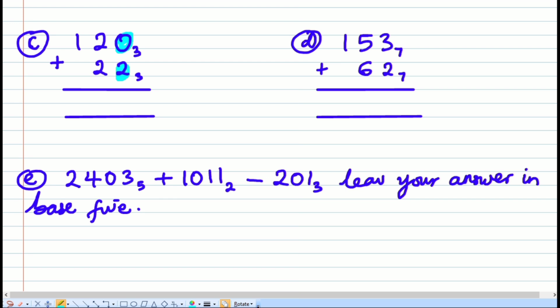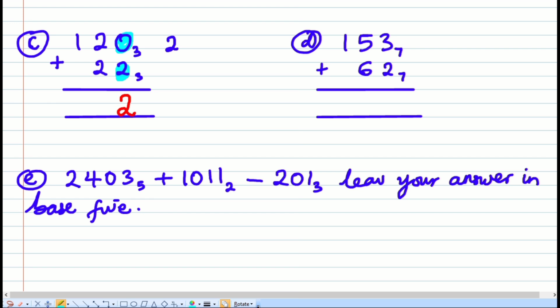We have 0 plus 2, which is 2. Now, how many groups of 3 is in 2? Well, you discover that 2 is not even up to one group because 2 is less than 3. So anytime you're adding and the number you get is less than the base, just write it that way. No need of doing any arithmetic. So we just write down the 2.